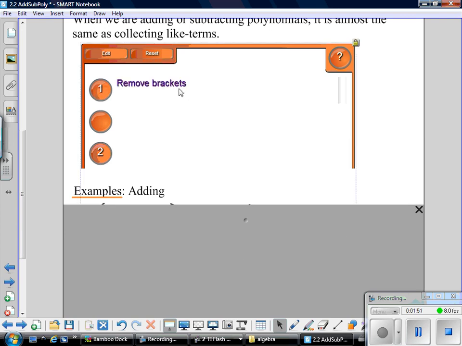First of all, we're going to remove the brackets. So they're taking what we were doing before and they're putting brackets around them. So we're going to remove the brackets. Okay, and we're going to change any double signs at that point as well. And then we're going to add and subtract like terms. So really only two steps, three if you include changing any double signs.